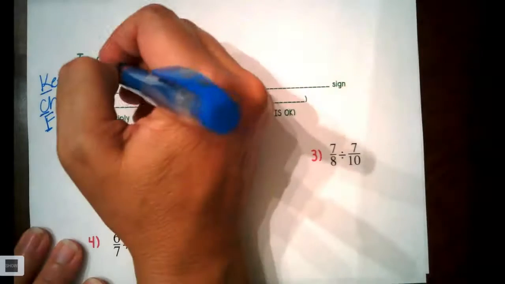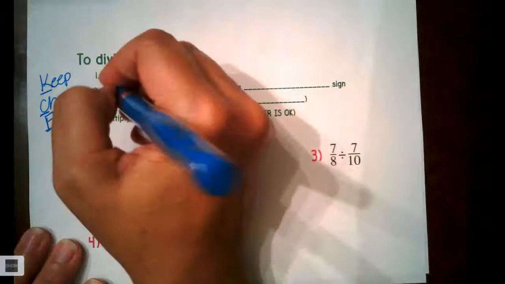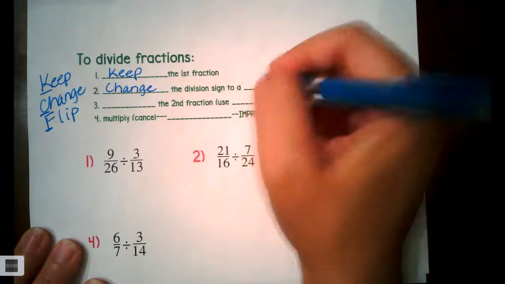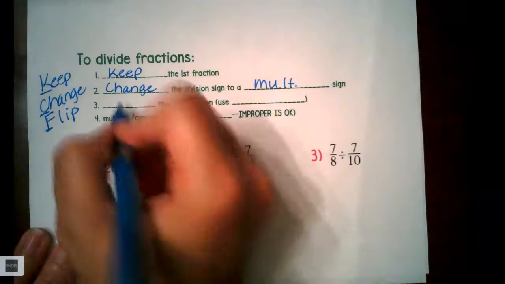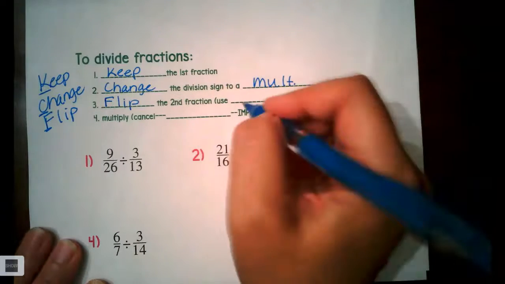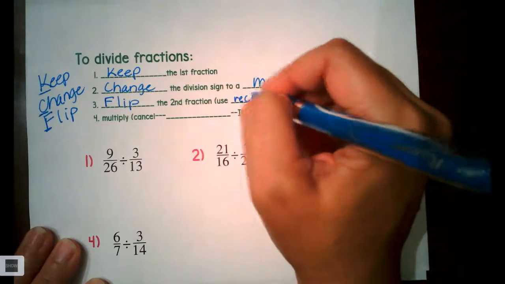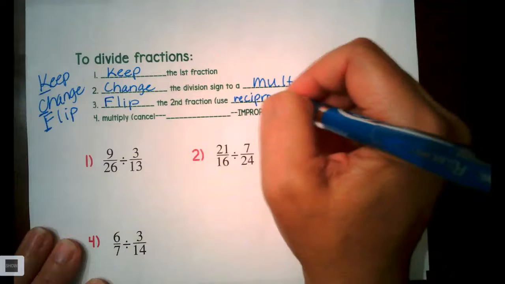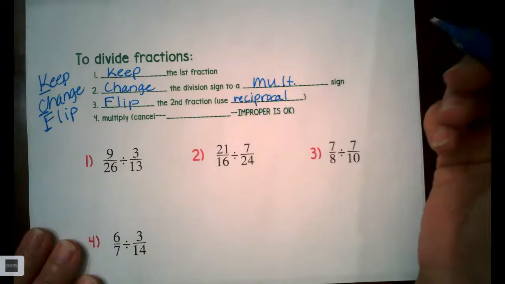You're going to keep the first fraction. You're going to change the division sign to a multiplication sign. And then you're going to flip the second fraction, and we're going to use the right words, which is using the reciprocal. Okay? Once you've done that, you've turned it into a multiplication problem.